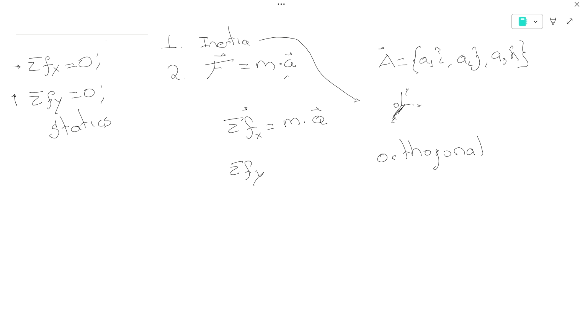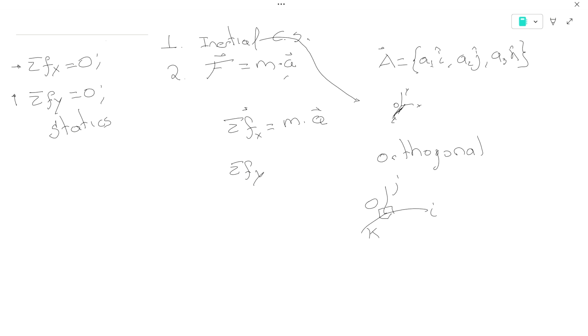We know this from statics. Orthogonal means that all the axes are at 90 degrees with respect to each other: I, J, K. And it has to be an inertial coordinate system. We're going to have a whole lecture about inertial coordinate systems. If it's not an inertial coordinate system, we cannot use it in our computations.